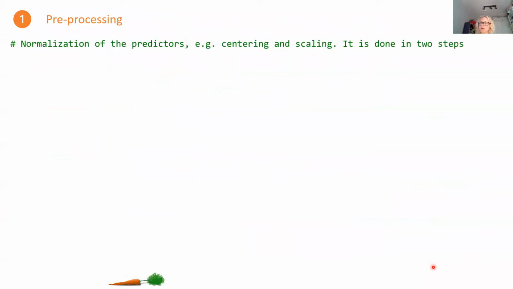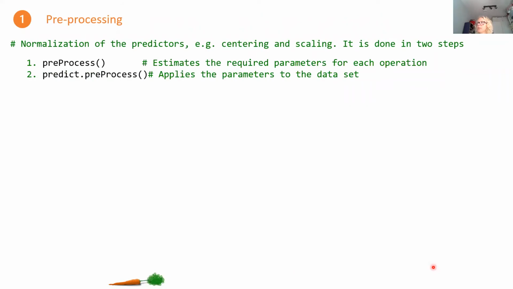So another important feature is, of course, normalization of your predictors. For instance, centering and scaling. This is done in two steps. You first have to estimate the required parameters for each operation, and then you have to apply the parameters to the dataset. So this is done with the functions preProcess and predict in Caret.